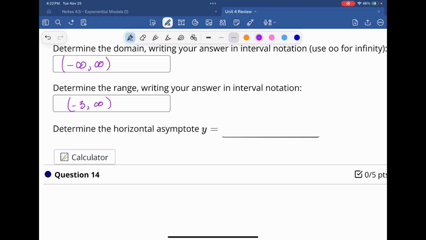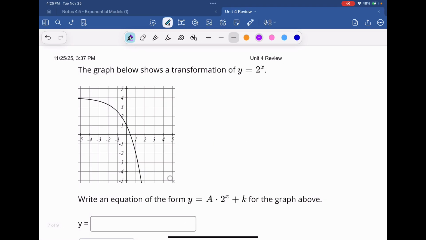And your horizontal asymptote is y equals -3. All right, so we have to transform this function into this one with this graph. The key thing that you want to see right away is that the horizontal asymptote is no longer at 0, it's at 4.